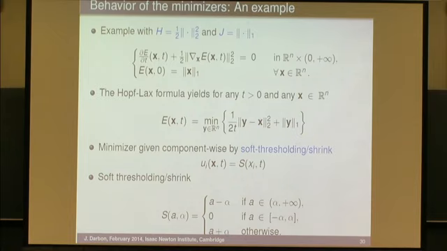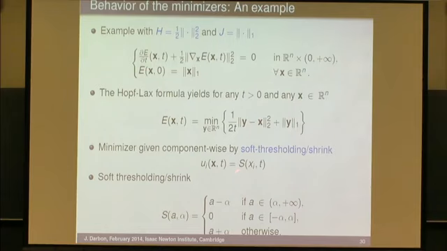Again, the Hamiltonian is quadratic, and my initial data is L1. So it means Gaussian noise, and the prior is L1. So the Hopf-Lax formula yields this form, which is used in many, many places and many, many papers. This is what we call soft thresholding, or what Stan Osher calls shrink. I don't know why, but it's soft thresholding. And so U is given pointwise by applying this operator, which is pretty simple.